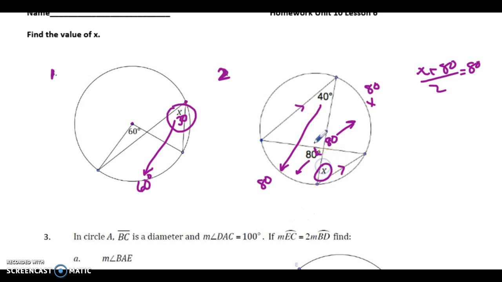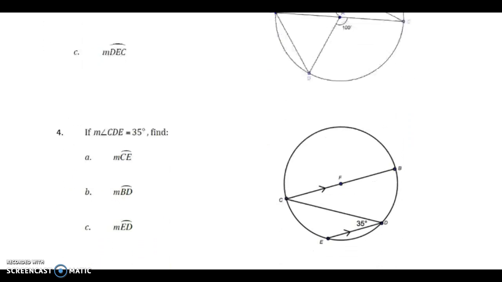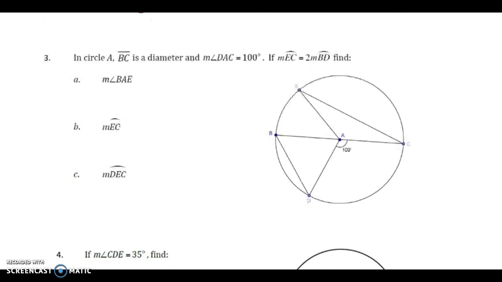Now you can go ahead and find the value of x, because the value of x is an inscribed angle, so it should be half of that arc that it opens up to. Right, that one was a little bit tricky. And once we've got that under control, let's go ahead and look at 3.